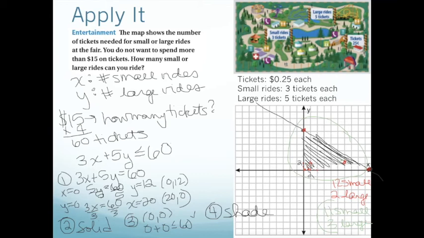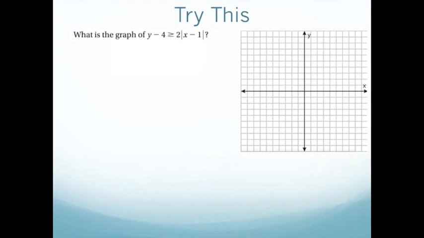Okay, let's look at another example here. Now we're going to start introducing absolute values. Let me make sure I didn't skip something. No, okay. So absolute values are when we're graphing not a straight line, but a V shape, right? But in order to graph this, we're going to go through the exact same process as before. So remember our steps. Our first step is to change it to an equation. Y minus 4 equals 2 times the absolute value of x minus 1.